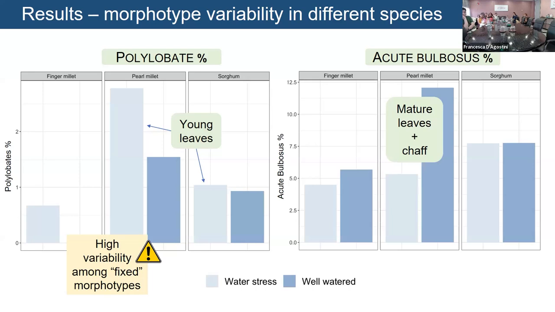But what you can see in this slide shows that, for example, the production of polylobates was modulated accordingly to water availability. And we also showed that some morphotypes, like, for example, the acute bulbosus, so the tripods, change their concentration in relation to water availability. And usually these kinds of morphotypes are not associated at all with water availability.